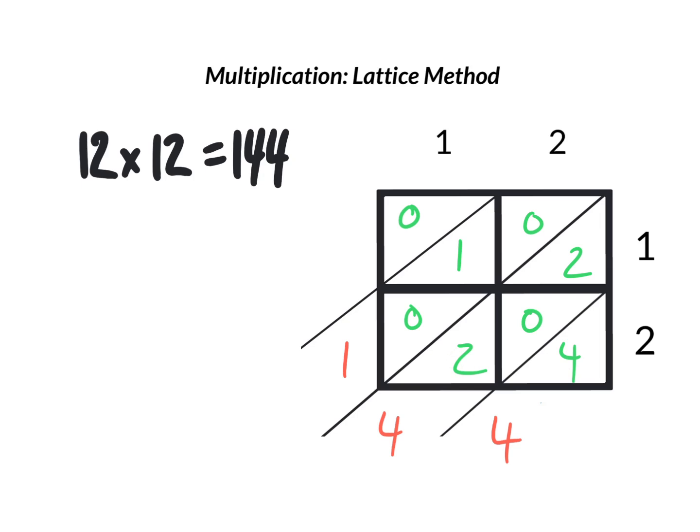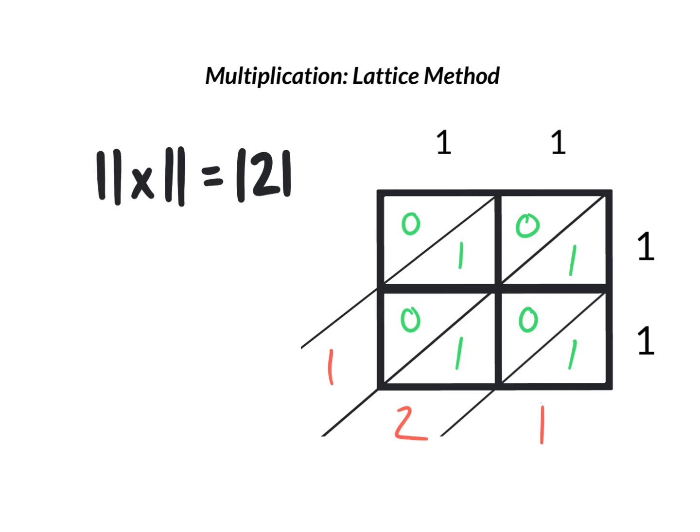Starting at the bottom, we can see that 4 plus nothing is 4. So we put the 4 down in red. The next diagonal is 2 plus 2 equals 4. We put the 4 down in red. 0 plus 1 plus 0 equals 1, so we put the 1 down in red. And we know that there's 0 at the top, so we leave that blank. We can see that 12 times 12 is 144.